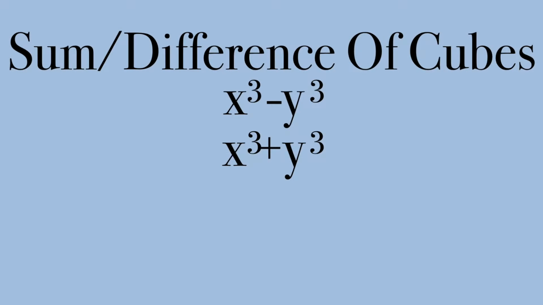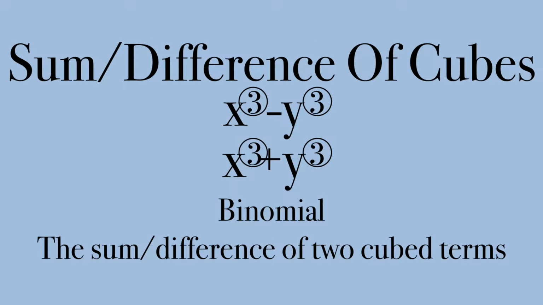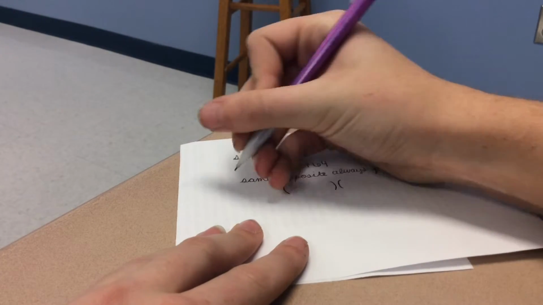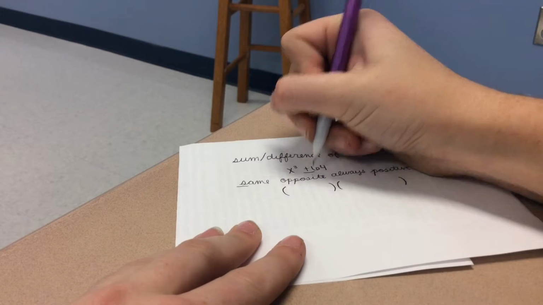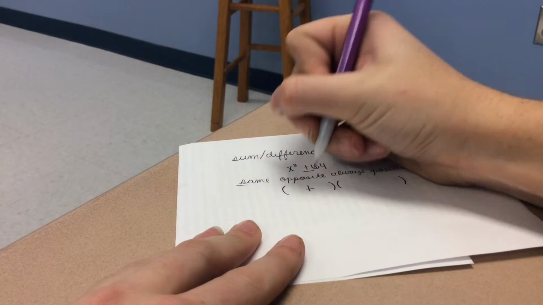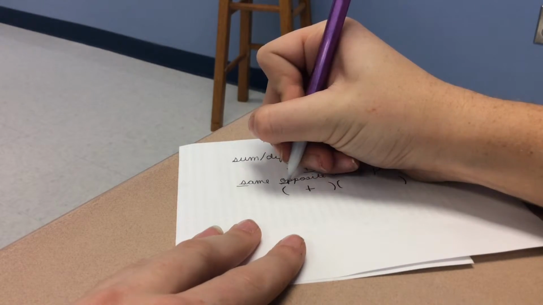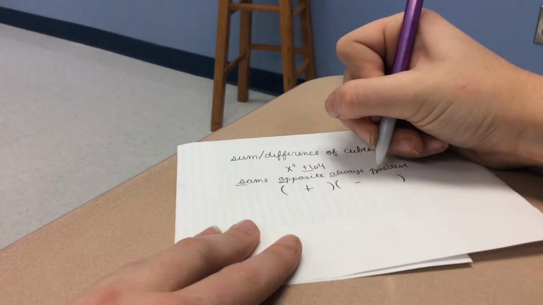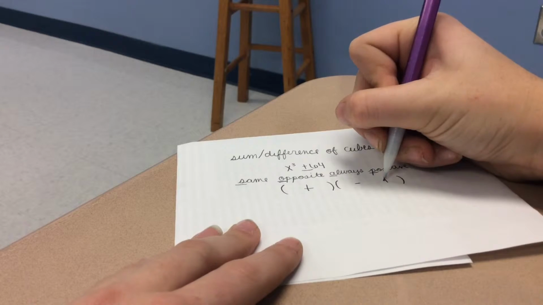The next type is the sum or difference of cubes, and it's the sum or difference of two cubed terms. To solve these, first you open up two sets of parentheses, one with 2 terms and one with 3. Then use the acronym SOAP. The first sign is the same as the original equation, the second sign is the opposite, and the third is always going to be positive. So in this case, you have a plus, minus, plus.